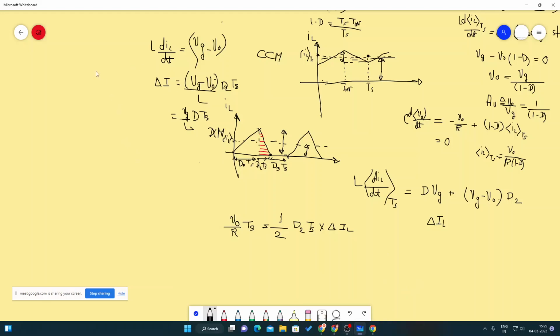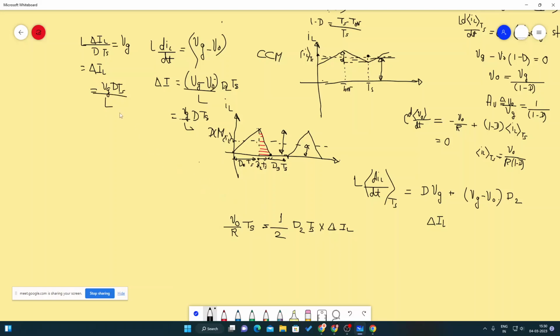Okay, why I'm multiplying? I'm again properly explaining. L dIL I can write to be delta IL, and this dt I can write to be the duration, let's say the dTs duration. So this is equal to Vg, because the voltage across the inductor is the Vg only. So from here I can write delta IL is equal to Vg dTs by L.